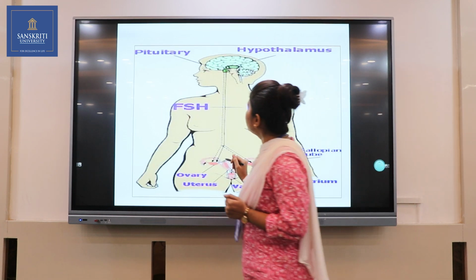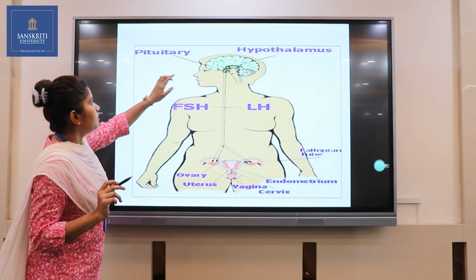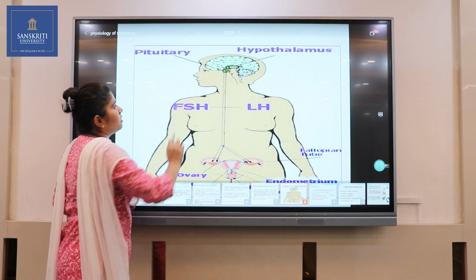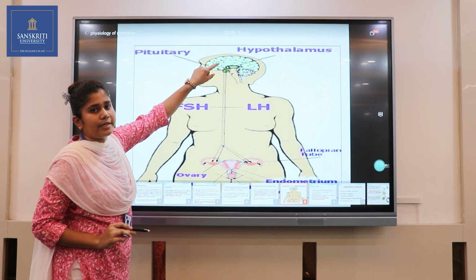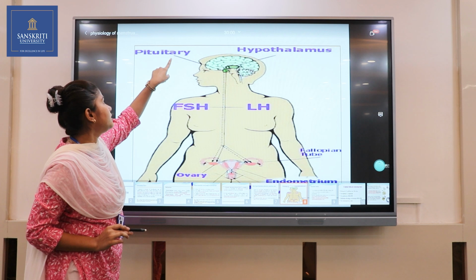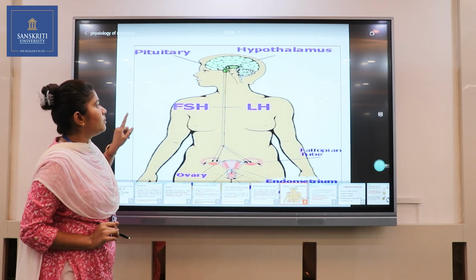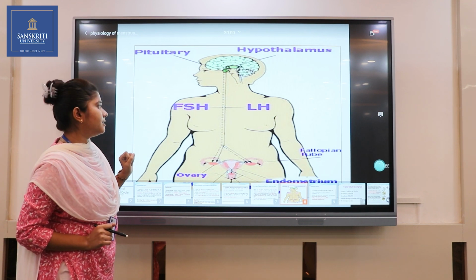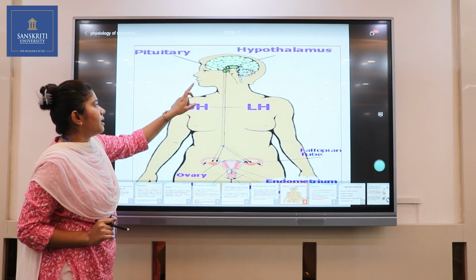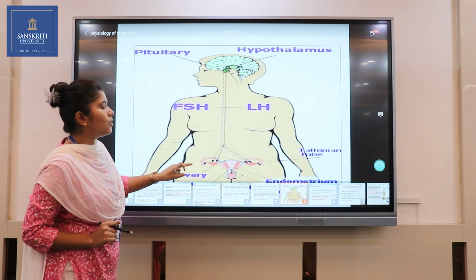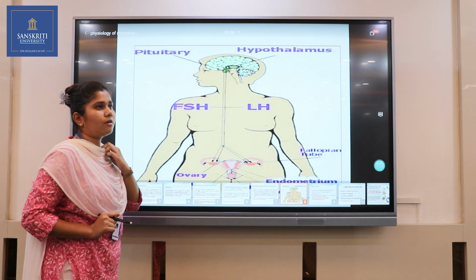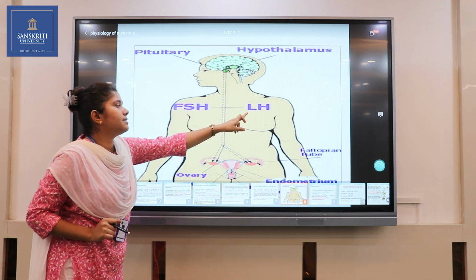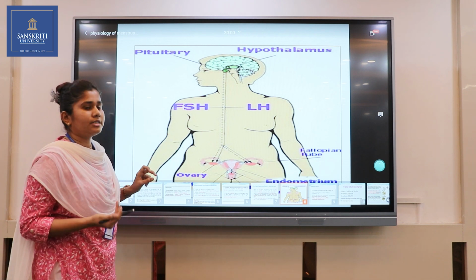Here the picture shows the hypothalamus, which is present inside the brain, and then the pituitary gland. The hypothalamus secretes gonadotrophin releasing hormone, GnRH, which stimulates the pituitary gland to secrete FSH and LH. FSH is follicle stimulating hormone, and LH is luteinizing hormone. These hormones are responsible for the menstrual cycle, and follicle stimulating and luteinizing hormone are responsible for the ovulation process.